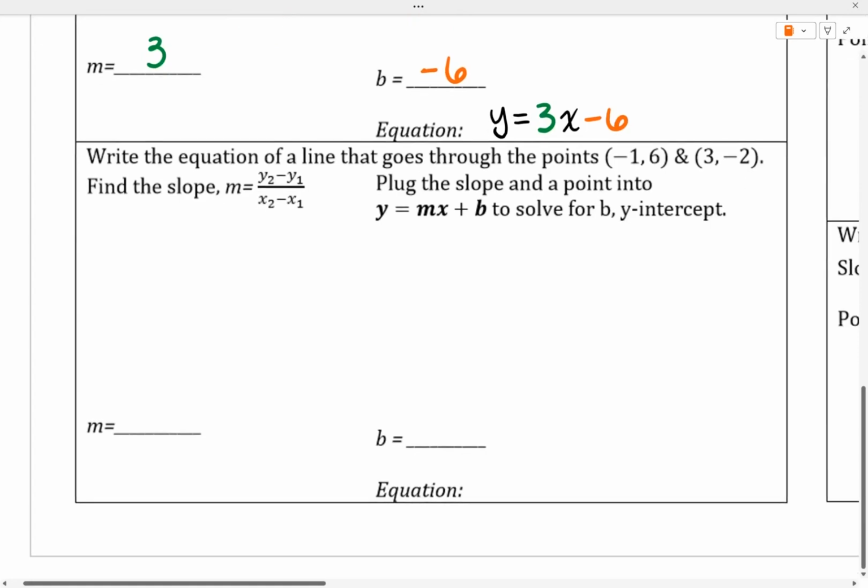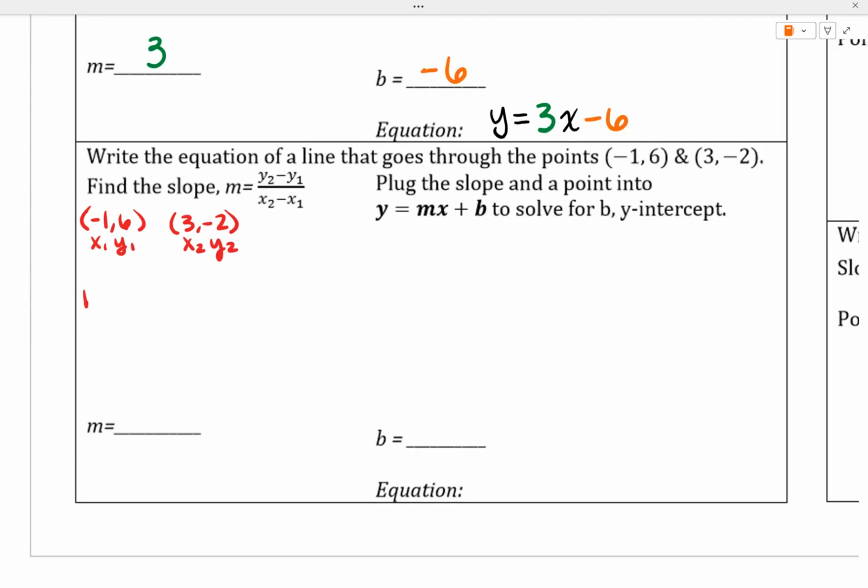Example 3. We're going to be doing the same steps again. I have to find my slope. I have 2 points: (-1, 6) and (3, -2), which are x1, y1, x2, y2. Plug them into that slope formula. We get -2 minus 6 over 3 minus a -1.